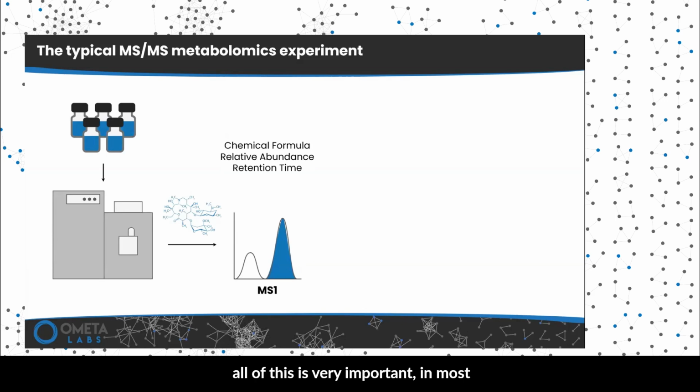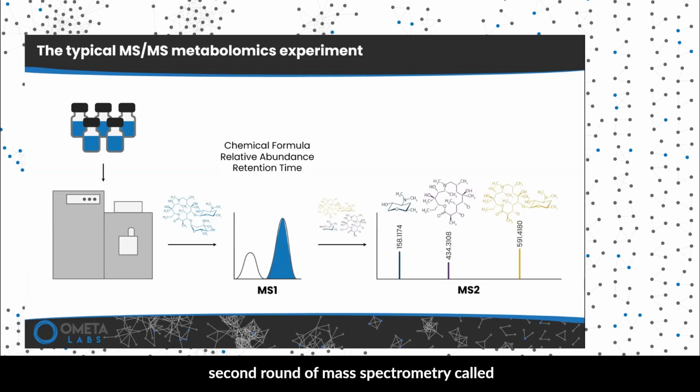And while all of this is very important, in most cases, with just this information, you're not going to be able to really identify a metabolite with confidence. That's because many metabolites have exactly the same mass, even though they have very different structures and functions. So in untargeted metabolomics, we perform a second round of mass spectrometry called MS2. But in this round, instead of measuring the mass of the entire metabolite, we break that metabolite up into bits, which we call fragments, and we measure the mass of the fragments. And what this provides is information on the chemical substructures within your metabolite. And you can see how if you get enough of these fragments, you can start to piece together the structure of the entire metabolite and identify it with a lot more confidence.